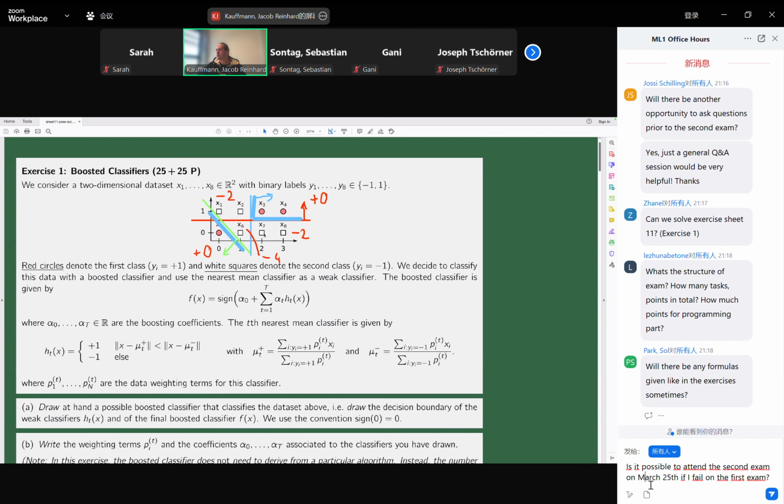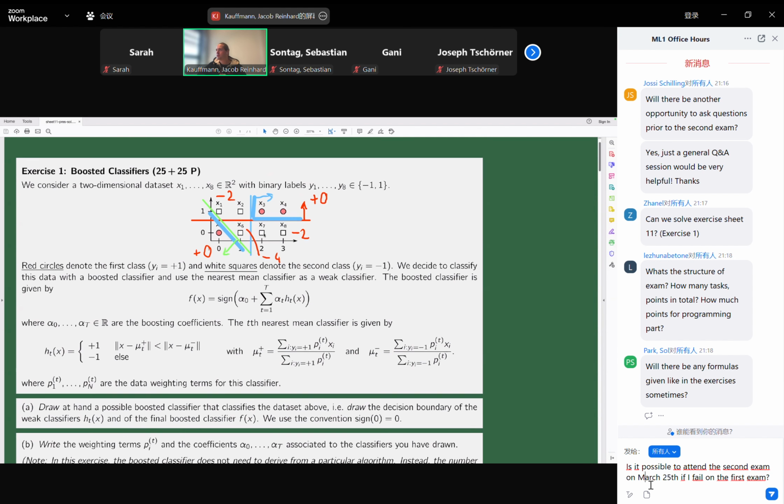So 1/5 of the total points will be programming. Yeah, five exercises in total. 1/5 is multiple choice. Basically 5 exercises: one is multiple choice, one is programming, and then there are 3 theory questions. Yeah, 100 points in total.